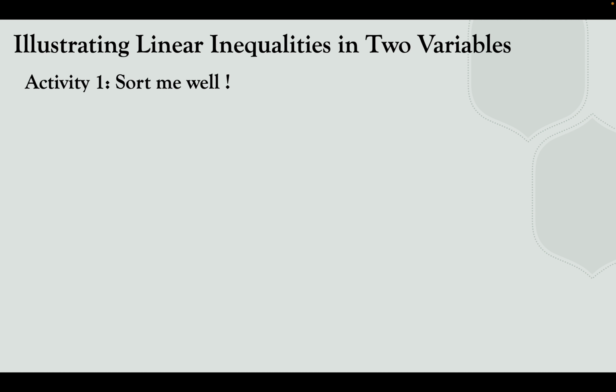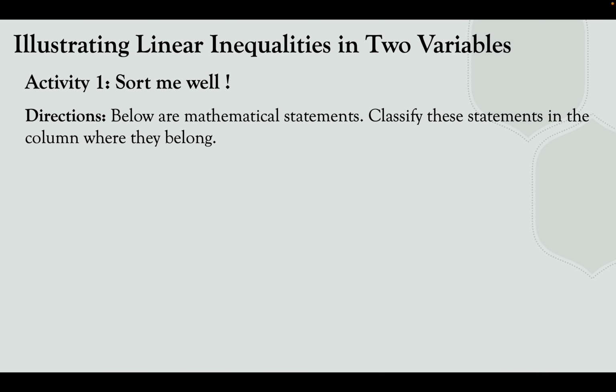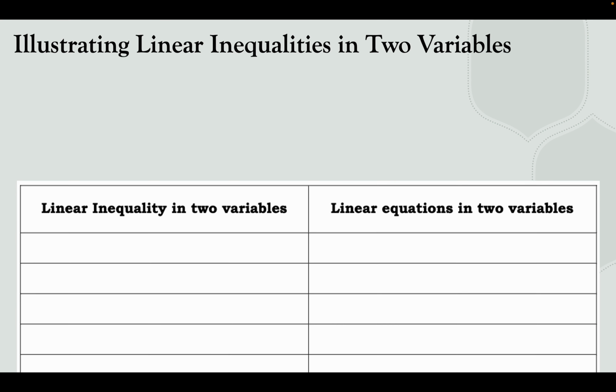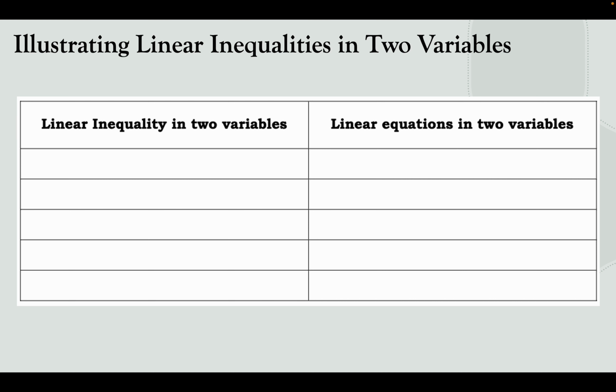Before we proceed to our main lesson, let's have an activity first, which is "Sort Me Well." Directions: below are mathematical statements. Classify these statements in the column where they belong. We need to identify each one as a linear inequality or a linear equation. So first, we have linear inequality in two variables on the left side and linear equation in two variables on the right side.